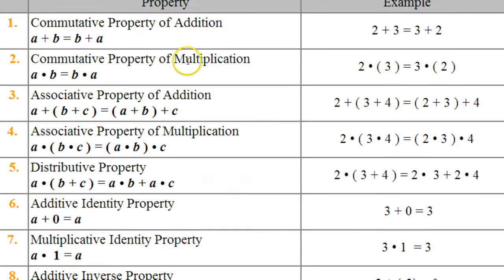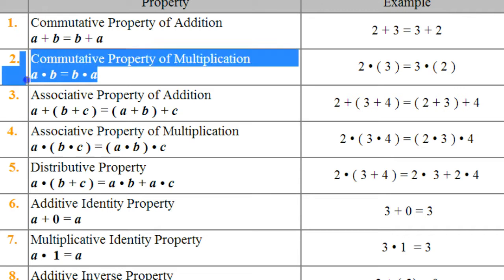Commutative property of multiplication. Same thing, but with multiplication. So 2 times 3 is the same as 3 times 2. Also, a little helper: commutative, commute. If you commute somewhere, you're moving from one spot to another. So with commutative, I just think about moving the numbers.